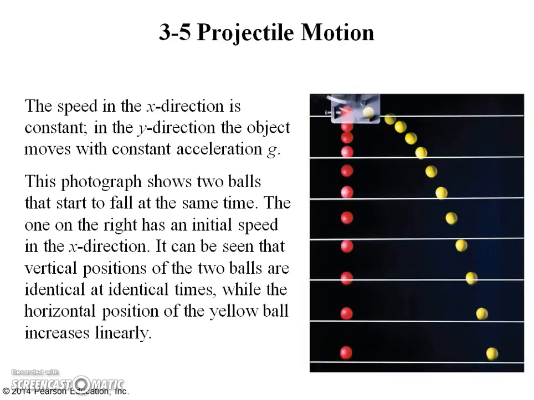Here's another visual snapshot showing that both objects let go at the same time. Even though one is dropped and the other one has some velocity in the x direction, they both fall at the same rate in the y direction.